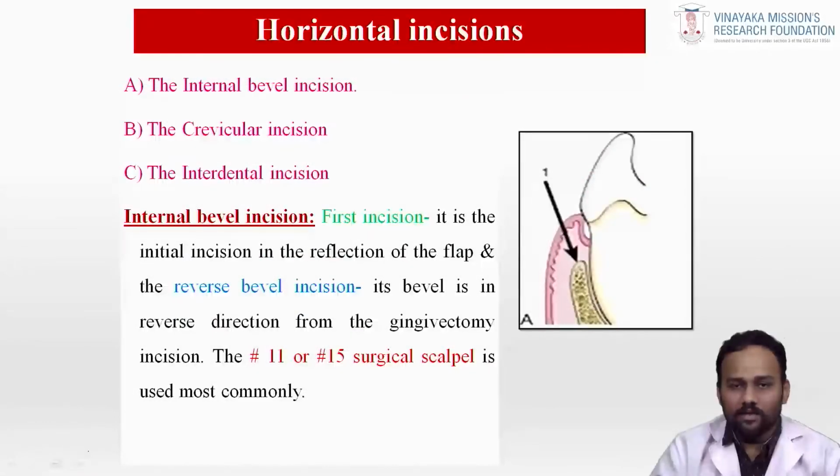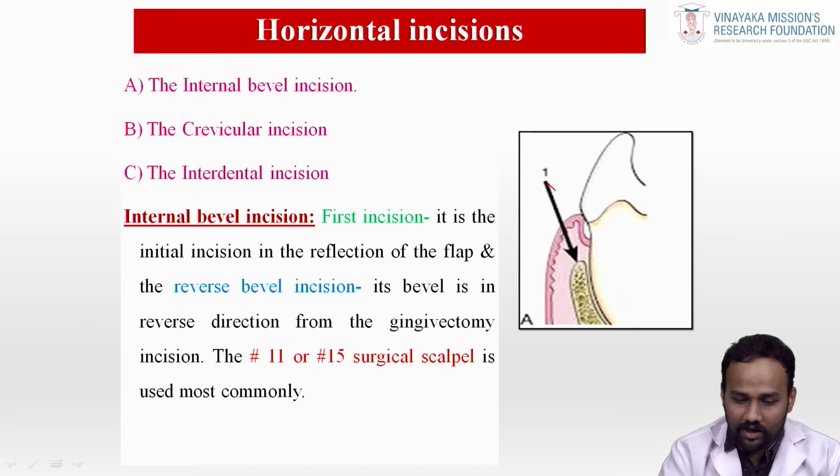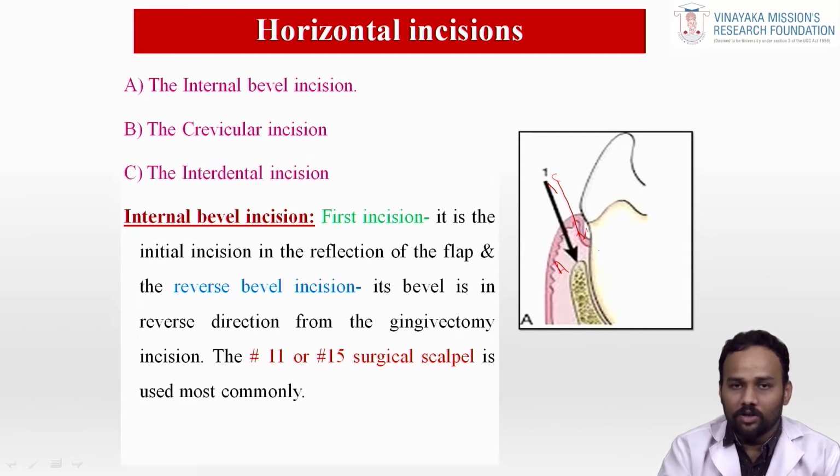Horizontal incision. It is classified as internal bevel, crevicular or interdental incision. Internal bevel incision is also called reverse bevel incision because the bevel is reversed in direction from the gingivectomy incision. In this picture we can see the line is the incision line where the scalpel is inserted from the coronal direction to the apical direction, whereas in the external bevel incision the scalpel is inserted from the apical direction to the coronal direction. So this is said to be an internal bevel incision.